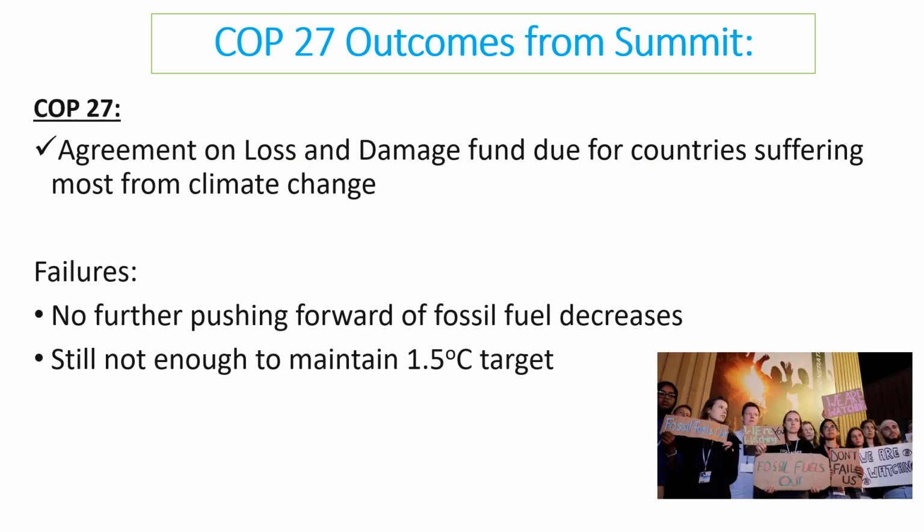Since COP27, some people feel this wasn't as successful. There was an agreement which was important, a loss and damage fund to be given to countries that are experiencing the most damage due to climate change, and the ones that are least able to afford it. There are issues as to where that money is going to come from, but most people would say most of the failures come from the idea that there's no forward pushing of fossil fuels. There's still too much fossil fuel being used, and we're not likely to hit our 1.5 degree target.